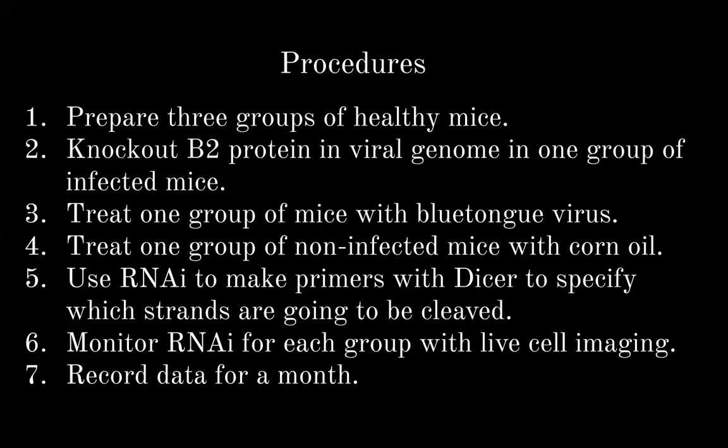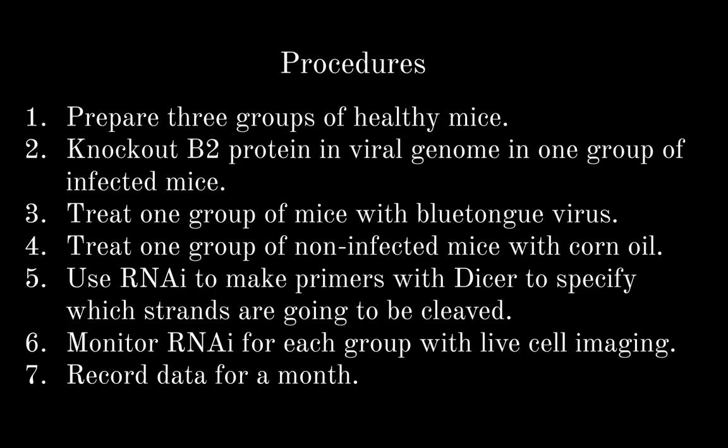So the procedure would be preparing three groups of healthy mice, and then one group of mice infected with the bluetongue virus would need to have the knockout gene of B2 protein in the viral genome. And then another group of mice would just be infected with bluetongue virus. Another group of non-infected mice would be injected with corn oil, and we would use RNA interference to make primers with dicers to specify which strands are going to be cleaved within bluetongue virus.